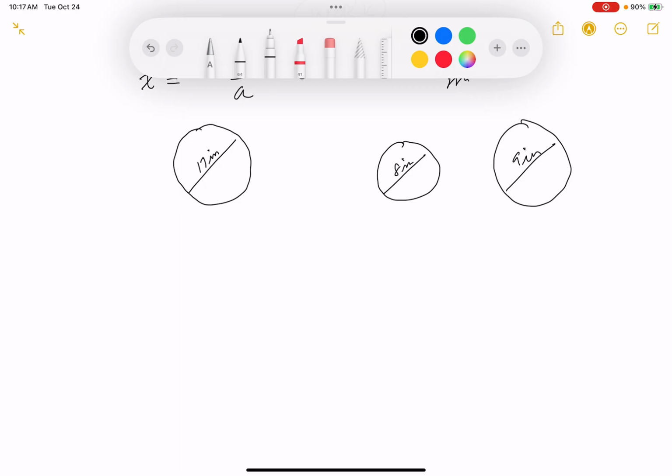So let me just read it again. The diameters of the other two discs are 8 and 9 inches respectively. Find the diameter of the other. I don't know. There's three of them, though, right? And this would be X inches. Okay?